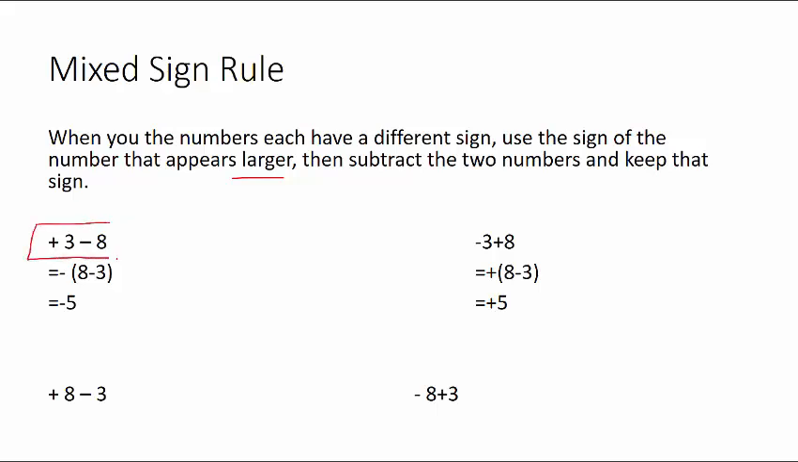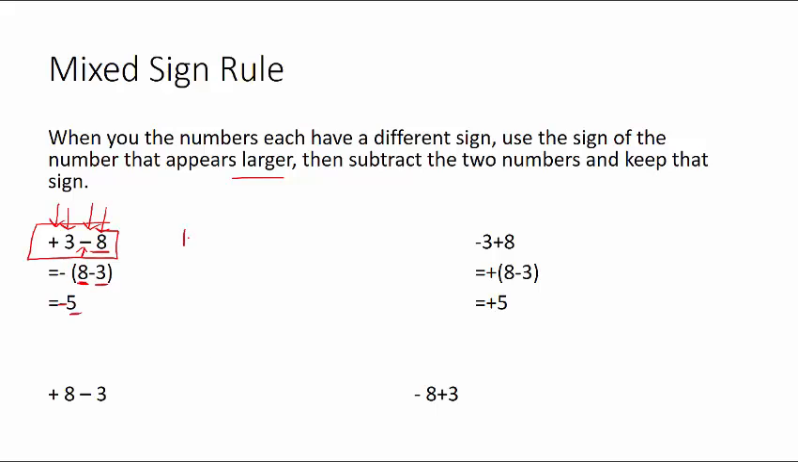Here, this is called the mixed sign because we have one positive sign and one negative sign. So when the two numbers have different signs, what you're going to do is you're going to think of whatever the larger number is first. We're going to put the 8 first, and then we're going to take away 3. 8 take away 3 is 5. And because we have more negatives here, our answer is going to be negative 5.